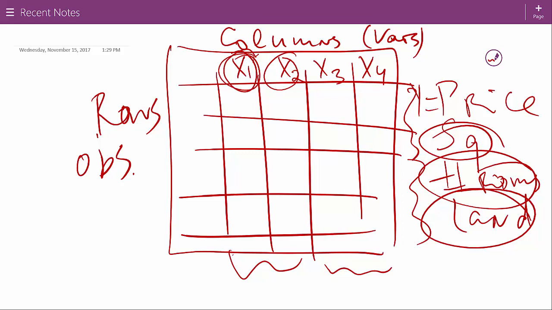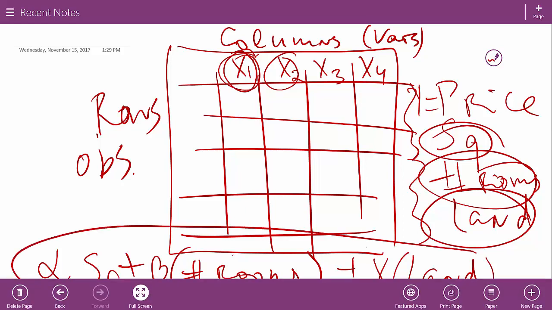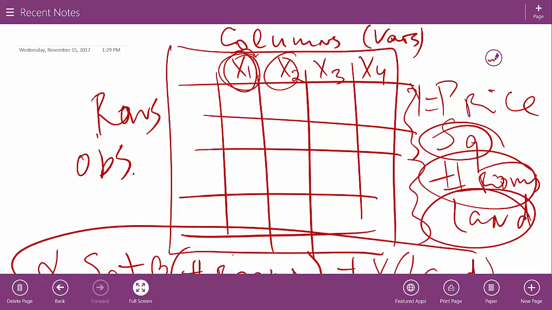But how about this? Let's take square footage, and let's take number of rooms, and let's take land size, okay? These three things are separate variables, right? But here's what I can do. I can multiply that by whatever number, alpha. I can multiply that by whatever number beta, and that one by number gamma, and add them all together, and use that as my new variable. Can I do that? I can, right?